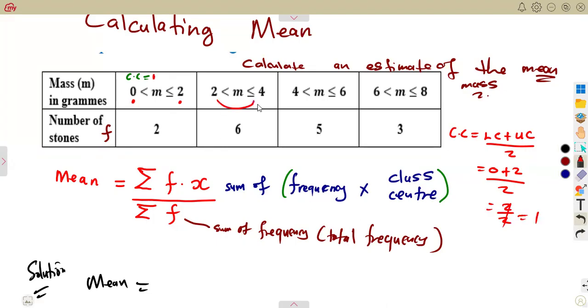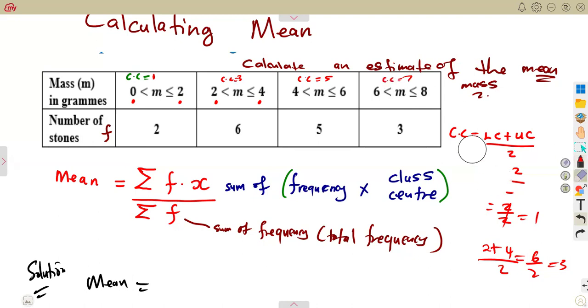The same thing here, you add 2 plus 4 over 2. Lower class 2, added to the upper class 4, from 2 to 4. That is going to be 6 over 2, which is a 3. So you have your class center there, which is 3. The same thing for 4 to 6: you add 4 plus 6, which is a 10, divided by 2, get a 5. 6 plus 8, which is 14, divided by 2, that's a 7.